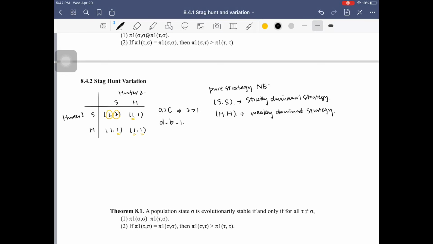So let's find out which is evolutionarily stable. First of all, we can say that the SS strategy is a strict Nash equilibrium, and it's symmetric. So we can say that it's evolutionarily stable.